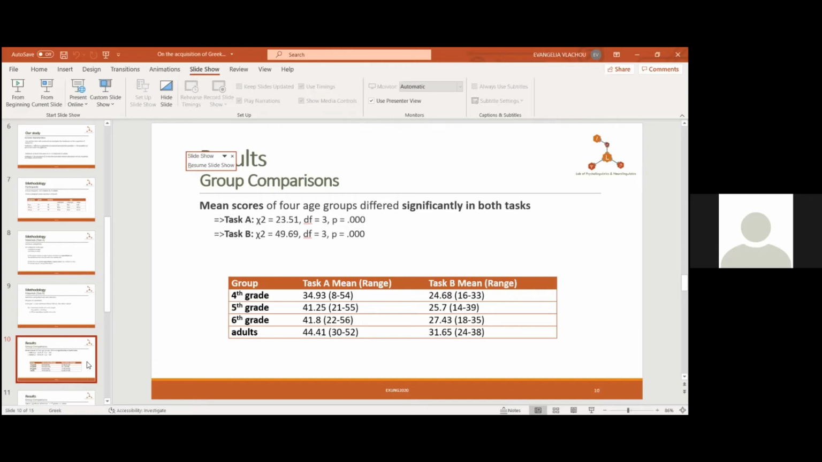For example, the adults as a group reached 44.41 out of 60 in task A and 31.65 for task B. This table indicates actually that fourth graders had the worst performance compared to the rest of the groups. Adults scored higher than the rest of the groups, while, at least for task A, fifth graders and sixth graders performed almost equally well.